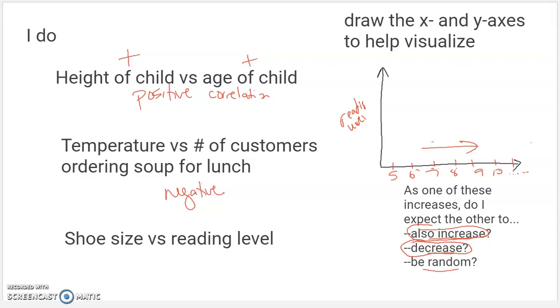When I think through members of our class, it doesn't make sense to me that people with bigger shoe sizes would have higher or lower reading levels. So I would probably expect this one to be random, which would be no correlation. They just don't seem like things that have anything to do with each other to me.